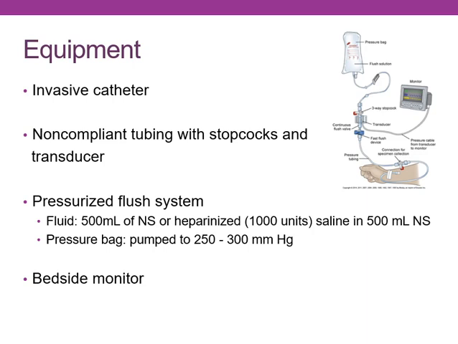I need the flush system, so I need a pressure bag, which is this. This pressure bag is pumped up to 250 to 300 millimeters of mercury. Got a little gauge here. You've got up-close pictures in your outline, so refer to those. And then I need some fluids, so we're going to use 500 mils of normal saline, or we might use heparinized saline. That's just 1,000 units in 500. So the back of this bag is mesh so that you can see through it.